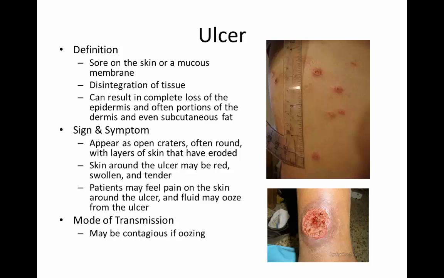The signs and symptoms of ulcers are that they appear as open craters, often round, with layers of skin that have eroded. The skin around the ulcer may be red, swollen, and tender. Patients may feel pain on the skin around the ulcer and fluid may ooze from the ulcer. The mode of transmission for ulcers may be contagious if they're oozing.